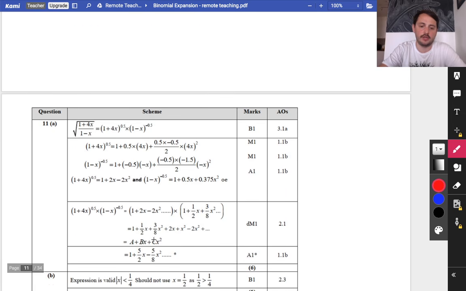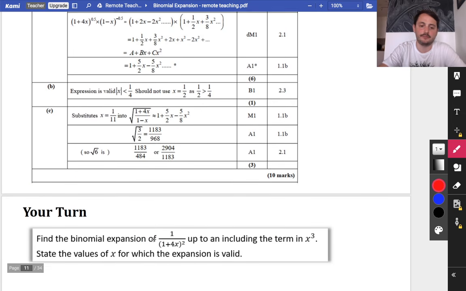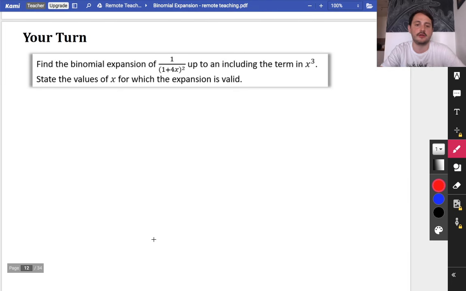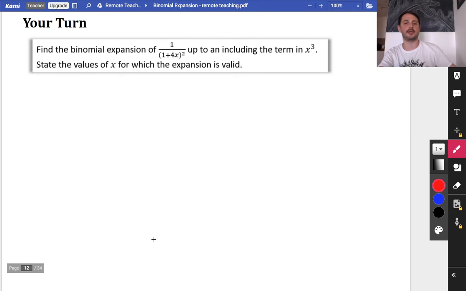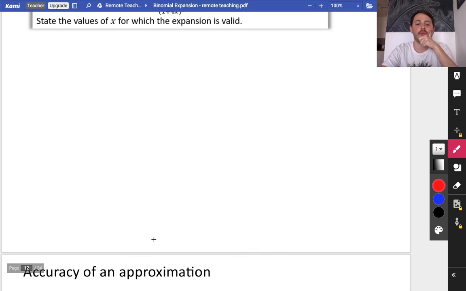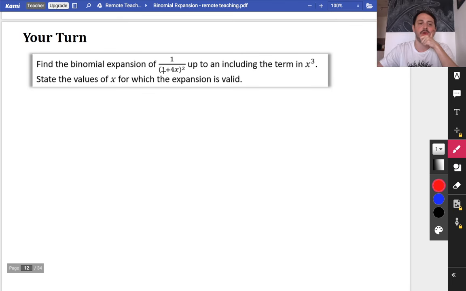1183 over 484, good. So we came up with the right answer there. Okay, so this is your turn to try a question. Just a bit of binomial expansion, and then you can pause it and have a go, and then we are basically nearly done, okay?